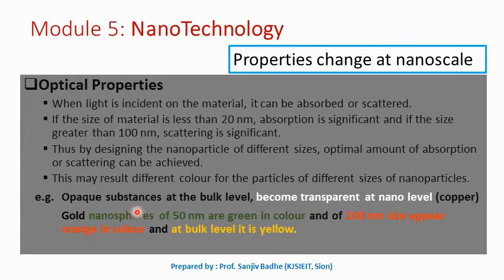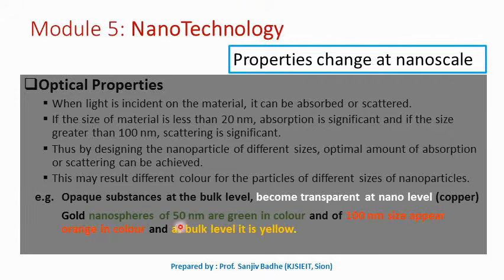So some examples of change in optical properties when the material is reduced to the nanoscale are: opaque substances at bulk level become transparent at nano level. For example, copper. So copper is opaque at the macro level, and when it is reduced to the nanoscale, it becomes transparent. Glass is transparent at the bulk level. When it is reduced in the form of fine powder, it becomes opaque.